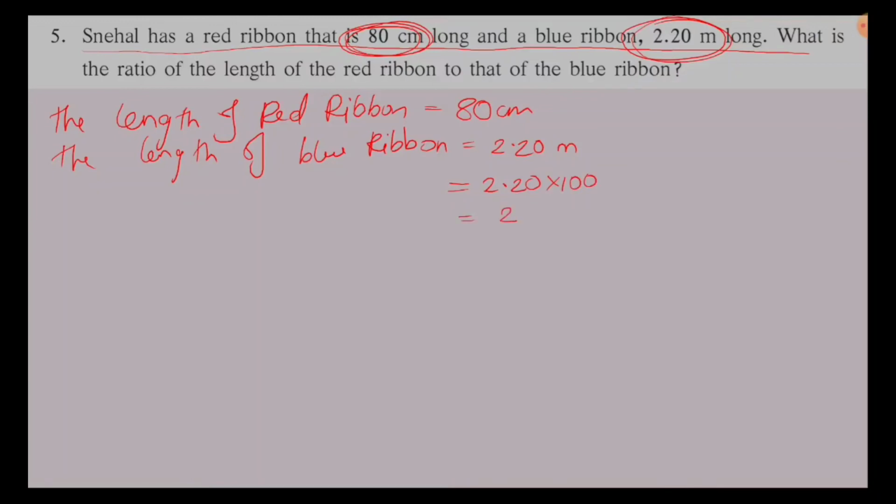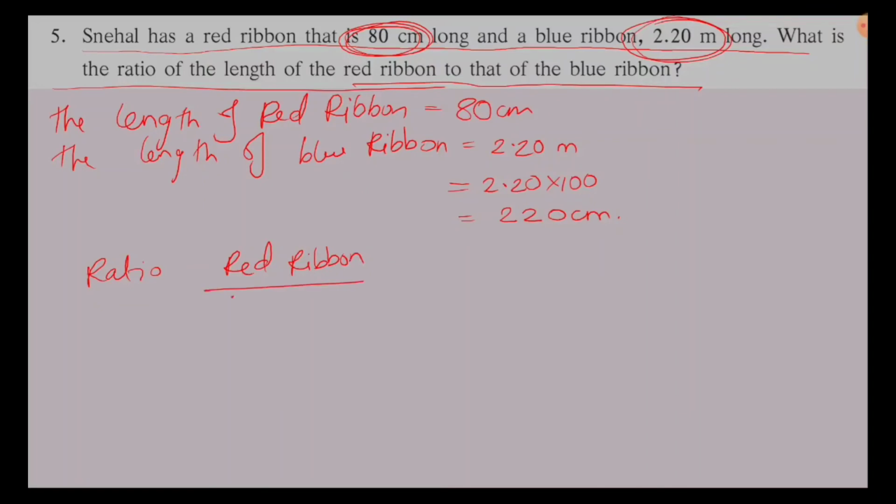We will be getting the answer as 220 centimeter. Okay, what is the ratio of length of red ribbon to the blue ribbon? Okay, so ratio of red ribbon on blue ribbon is equal to, red ribbon is of 80 centimeter and blue is of 220.